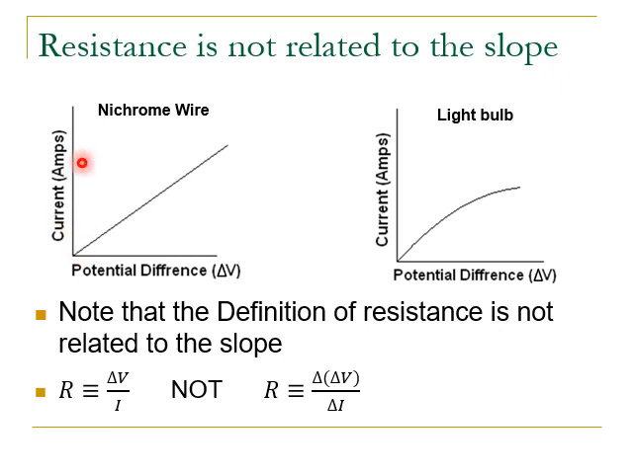The slope of this graph would be the change in current over the change in potential, sorry, the change of delta V. So this is the slope, and this is not true. I need a little slash right there. This is not true. That's not what resistance is.